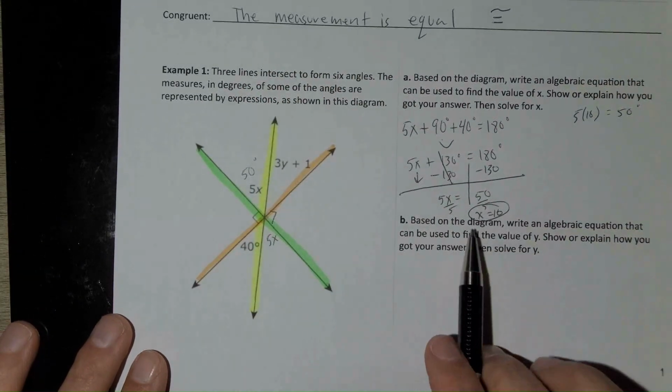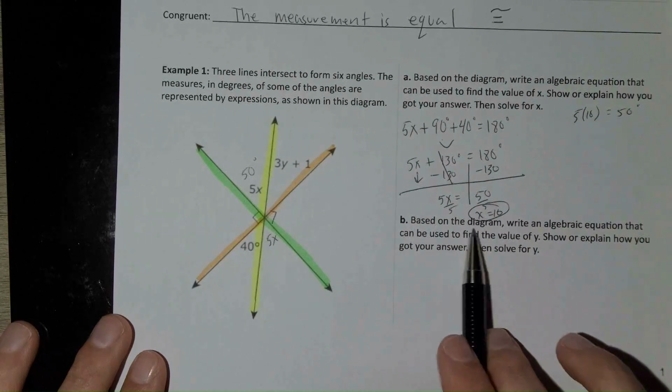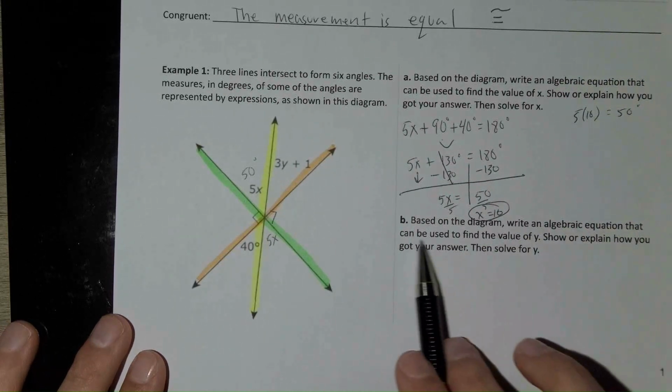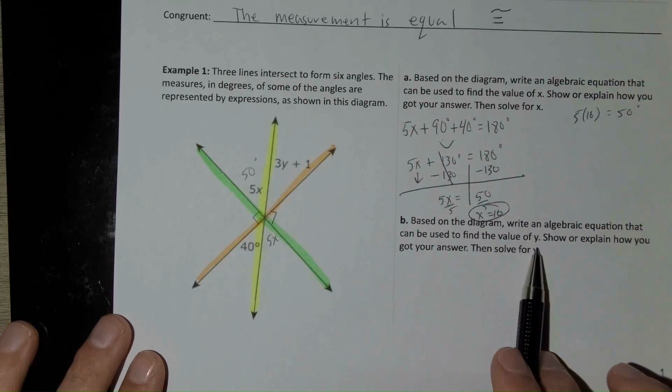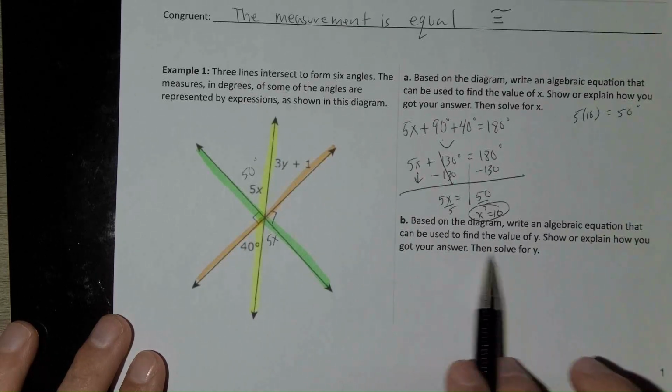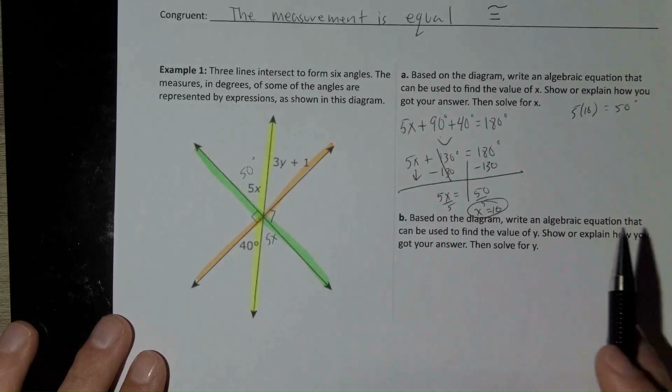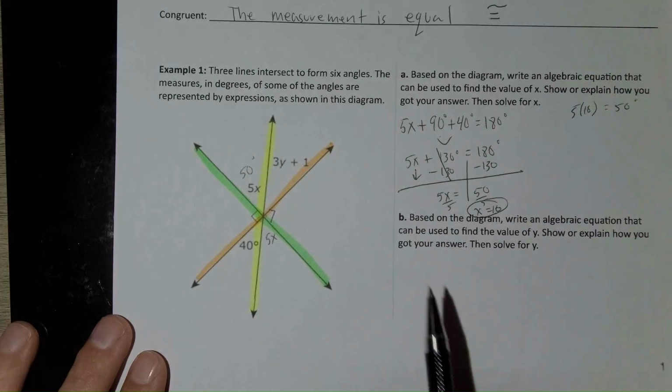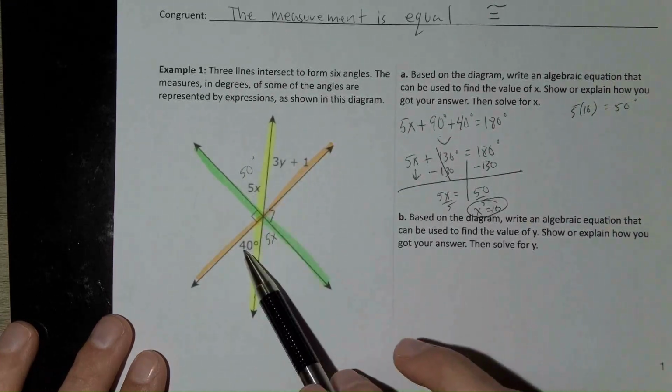And so based on the diagram, for our second part, write an algebraic expression that can be used to find the value of y, show or explain how you got your answer, and then solve for y. This problem is actually a lot easier than solving for x. Why? Because we can see that these two are vertical.